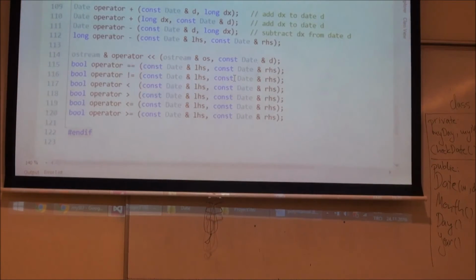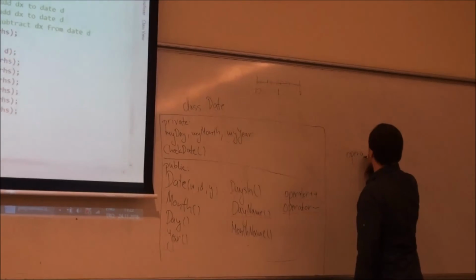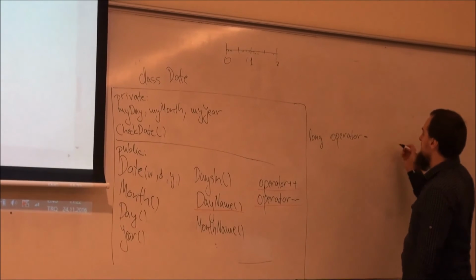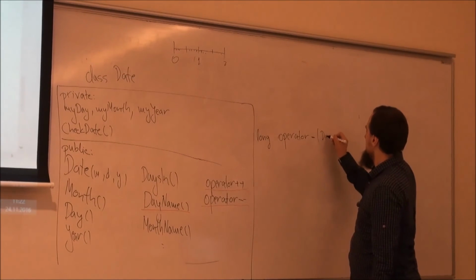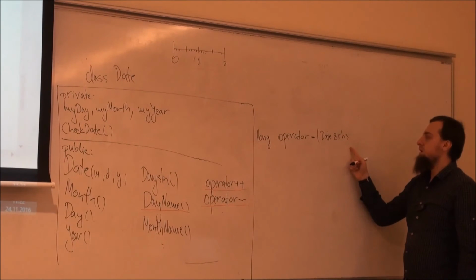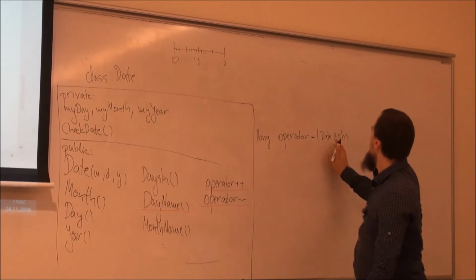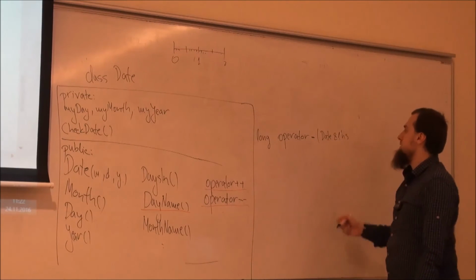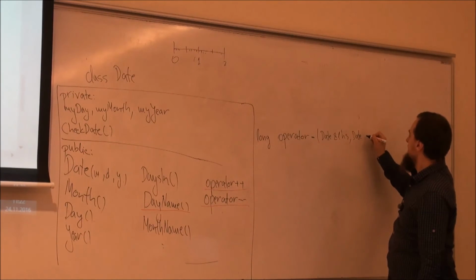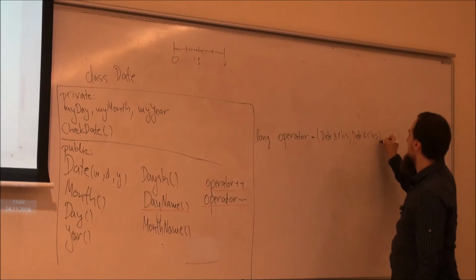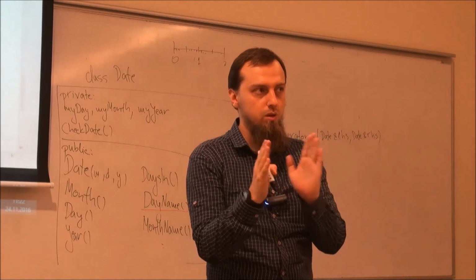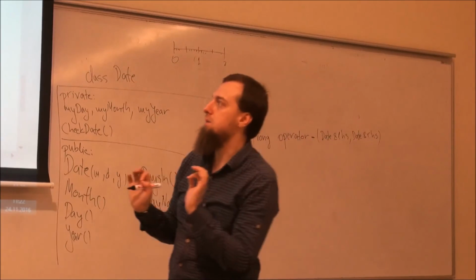We have operator minus. We return long, which is an integer. And we have date. We take it as a parameter. Left hand side, LHS means left hand side. And date parameter, right hand side, RHS. So we return how many days are there in between those two dates. Okay, but in terms of dates.